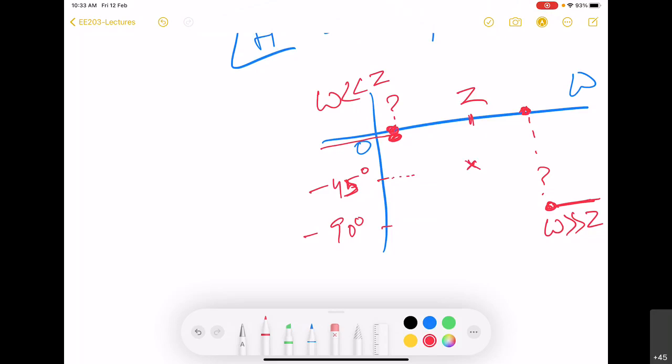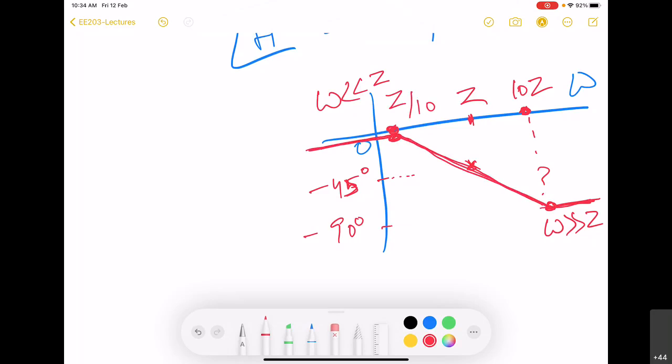So the thumb rule is that you take these points 10 times the zero or 1/10 of the zero. So we take this as 10z and we take this point as z by 10. So we mark these 2 additional points and then we simply join these 2 curves passing through minus 45 degree. So the approximate phase plot for this type of term is going to be like this.